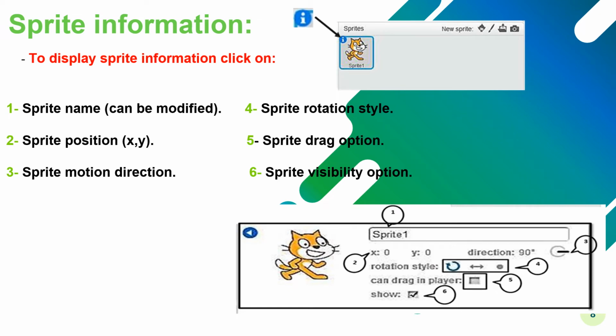For example, number 1 is the name of the sprite. Number 2 is the X and Y position. Number 3 is the sprite motion detection. Number 4 is the sprite rotation style. Number 5 is the sprite drag option. And number 6 is the sprite visibility option.